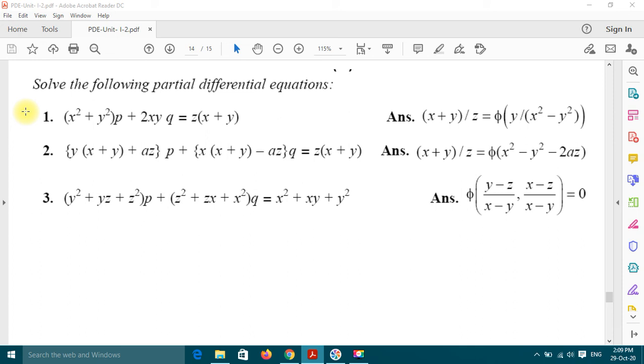One question from the students: sir, why what multiplier we have taken? You do more exercises, you do more problems, then it becomes clear that there is no fixed method to find the multipliers for solving the partial differential equation. So you do more exercises, get more practice. Okay, thank you.